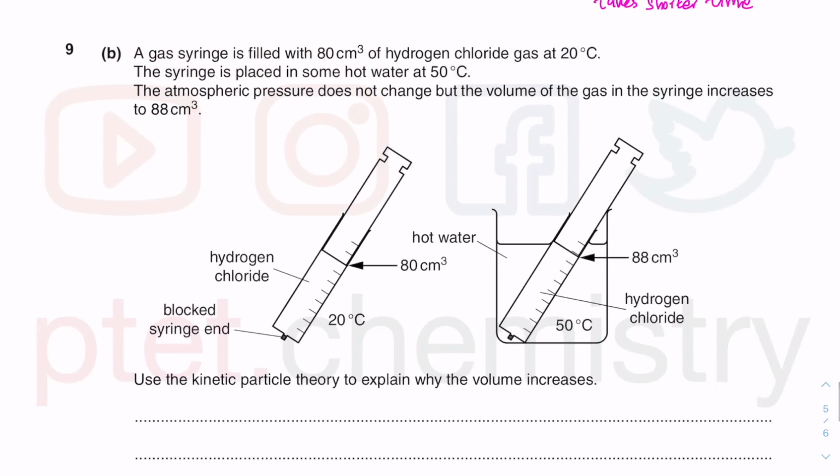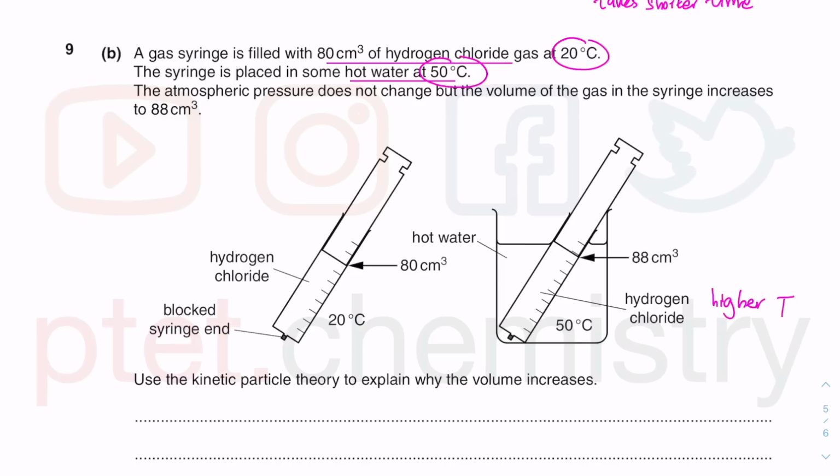Question 9, the next bit is basically about a gas syringe. You fill it with HCl gas. Here you have HCl gas. This is at 20 degrees Celsius. You put it in hot water at 50 degrees Celsius. So this is at higher temperature.